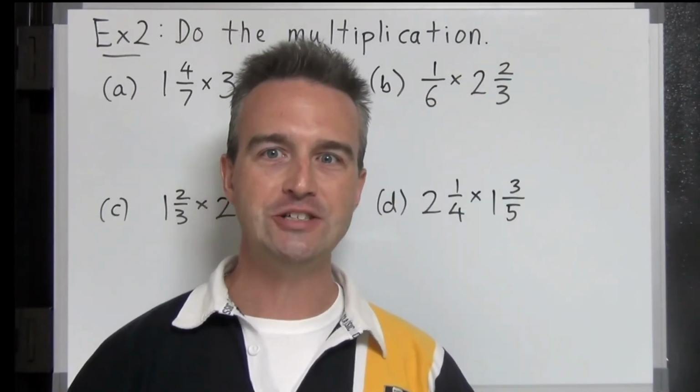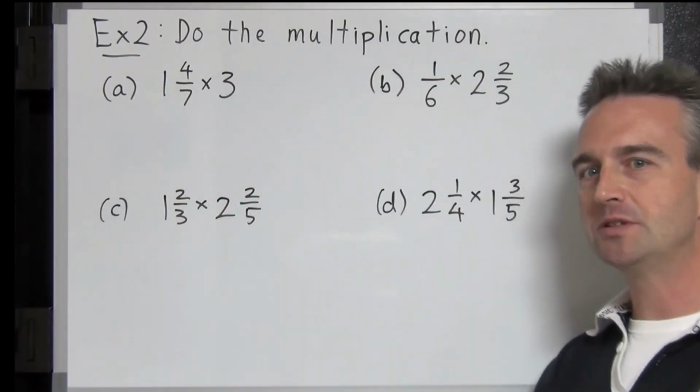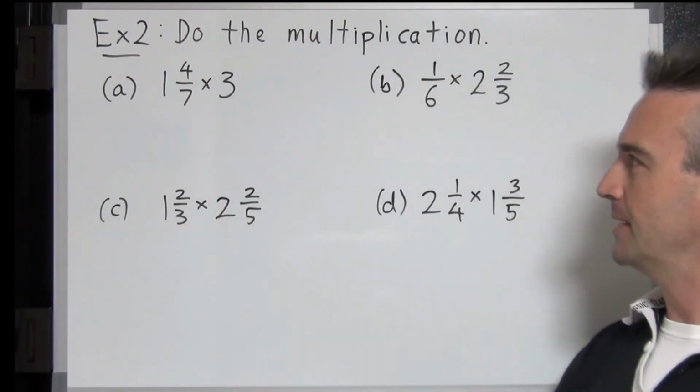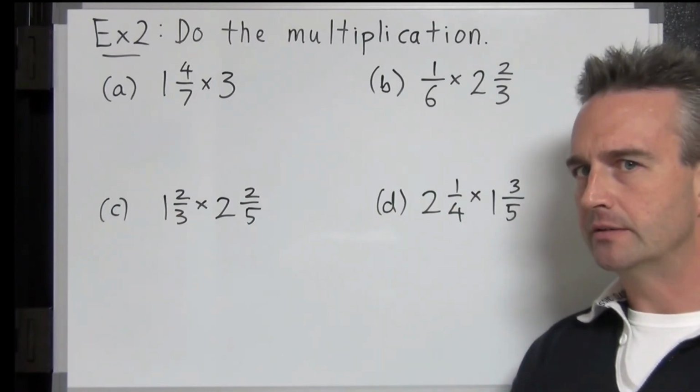So that's enough of me showing you. Now it's your turn. Please try example 2. Are you able to multiply these sets of mixed numbers? One of them, I believe, has a whole number answer. Which one? And another one has a simple proper fraction answer.